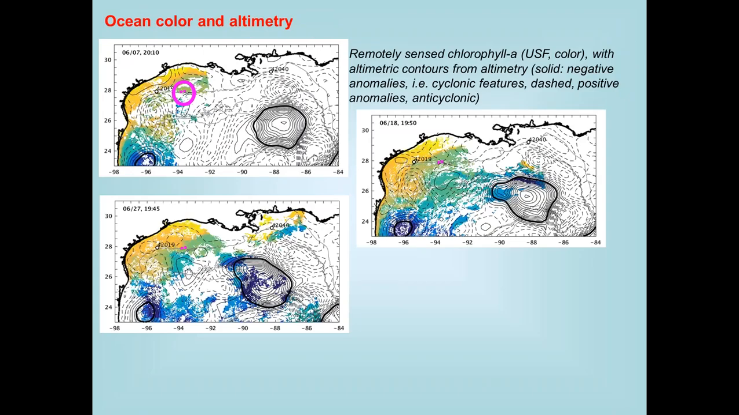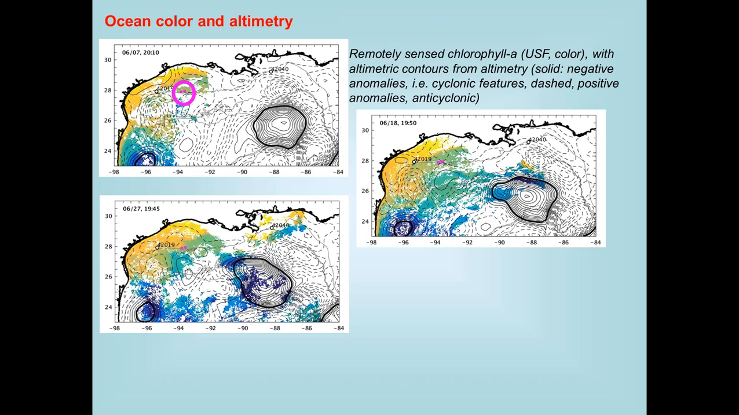So again, the first things we had at hand were ocean color and altimetry. Initially in June, so this is ocean color and altimetry. There is an anticyclonic loop current eddy here, and here typically a cyclonic eddy. The Flower Garden Banks is located here, the two magenta points. I hope you all see them.